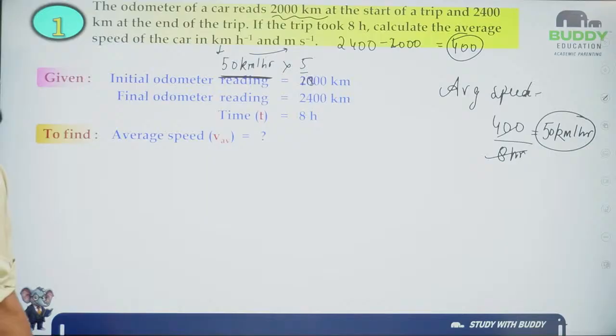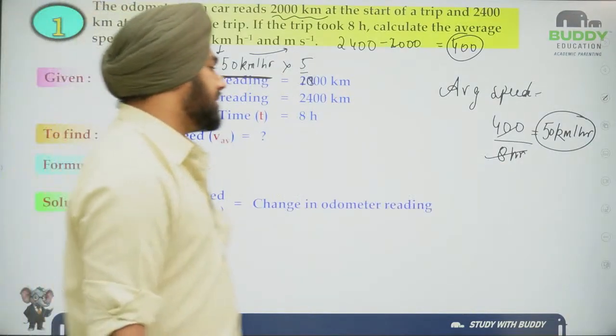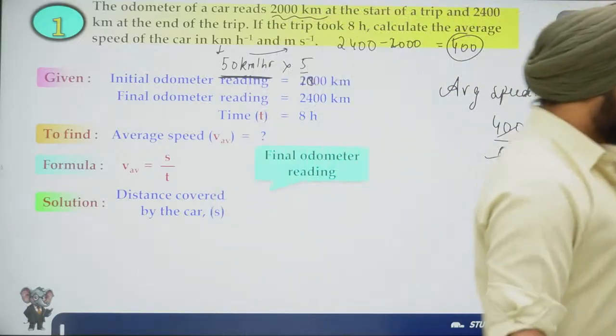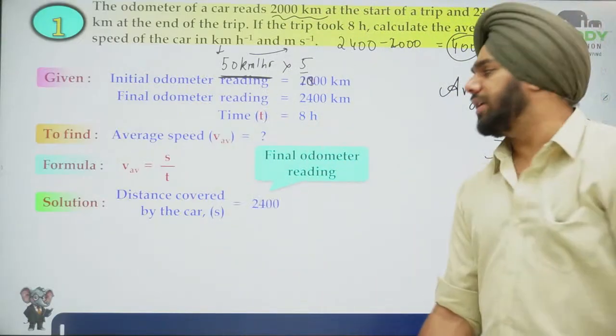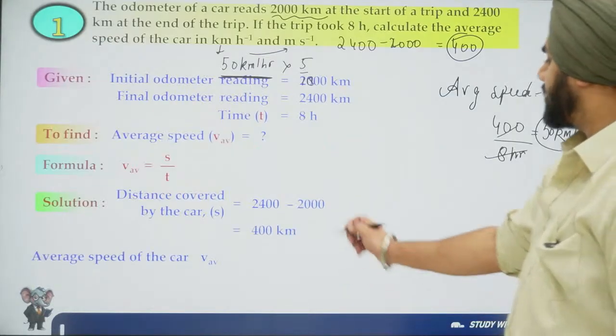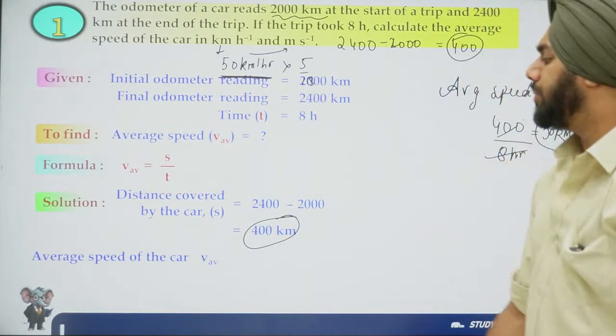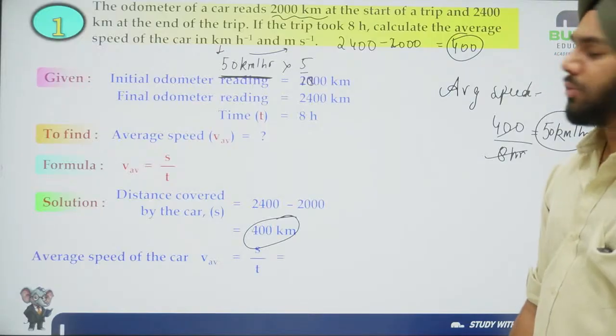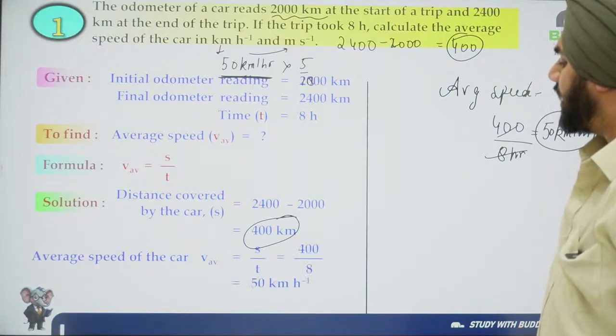Average speed, average velocity, what is the formula? Total distance upon total time. Distance covered is the change in the odometer reading, right? So final odometer reading is 2400, so 2400 minus 2000. So the distance covered is 400 kilometer. Now average speed is what? Distance upon time. So 400 upon 8, it is 50 km per hour.